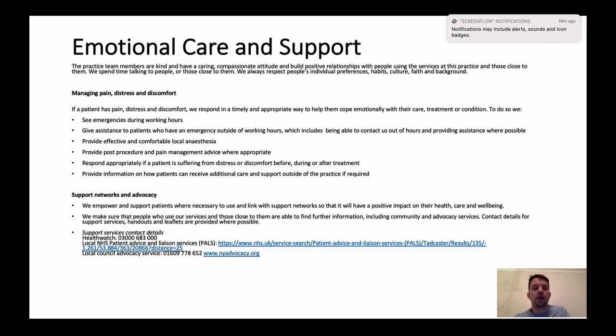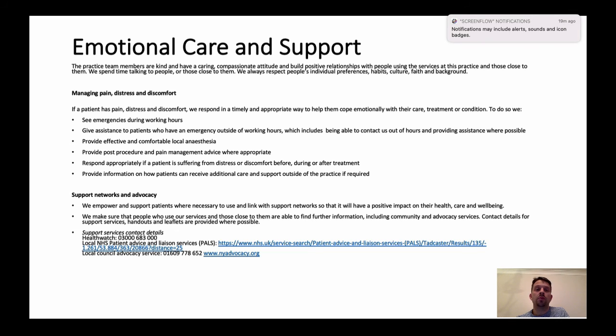There are a few obviously key areas. If there's managing patients that are in pain, distress and discomfort, we need to make sure that we respond to them in a timely and appropriate way. So try and see emergencies as soon as possible. Give assistance to patients who have an emergency out of working hours where we can do. So that might be being able to get in touch with us and providing assistance wherever possible.